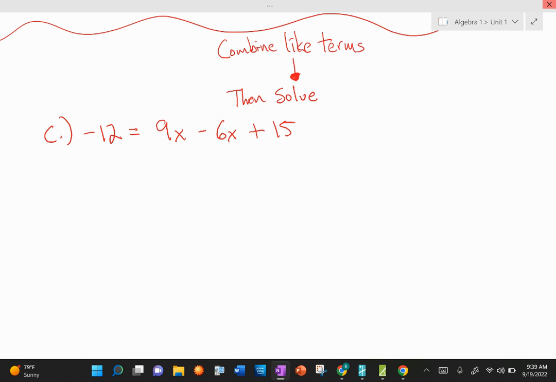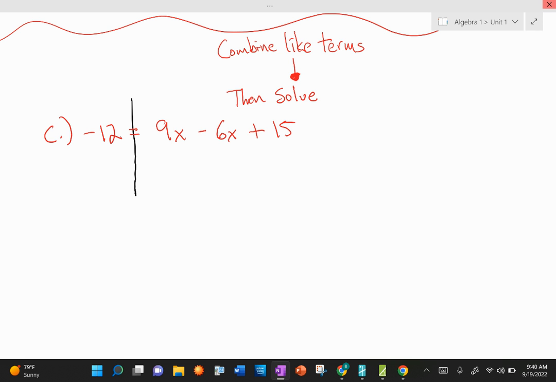All right, let's just take a look. If you're not done yet, that's totally fine, but let's make sure we're doing okay. So we've got negative 12 equals 9x minus 6x plus 15. Combining like terms is all about splitting the equation with your equal sign. I'll look on the left side first. Is there anything I can combine the negative 12 with on that side? No, it's all by itself.